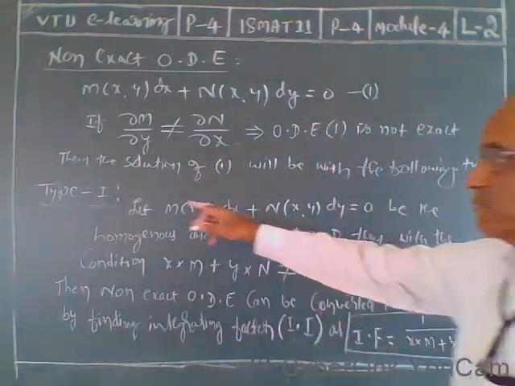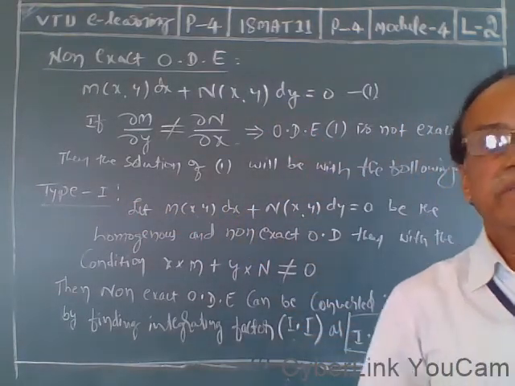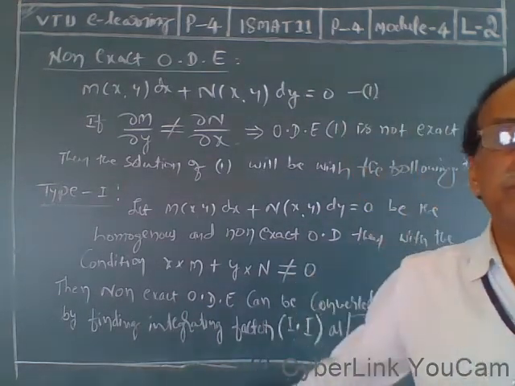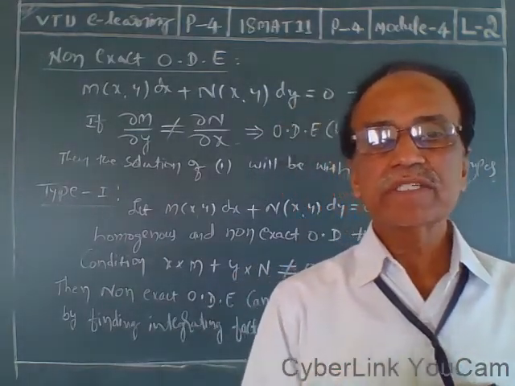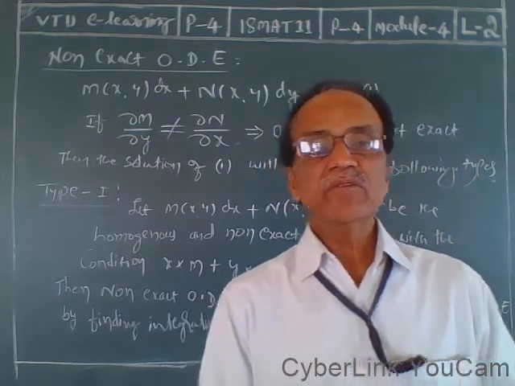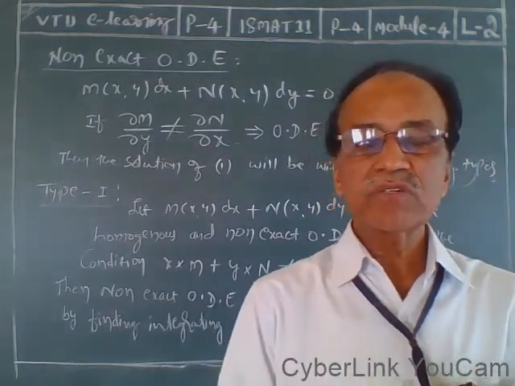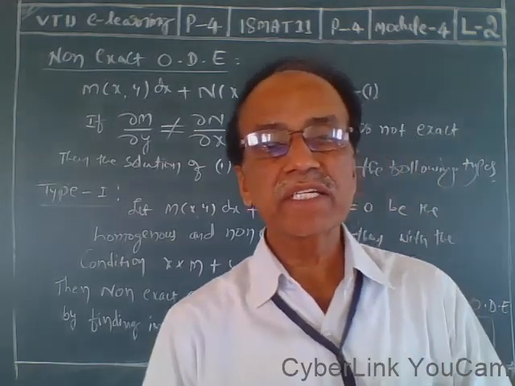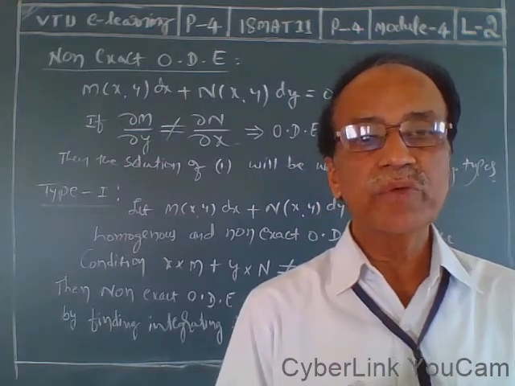That means in type 1 we want to make an analysis with respect to the given differential equation which is said to be non-exact. In type 1, what type of differential equation do we expect? It must be homogeneous and also non-exact. Because immediately your question may be, once it is homogeneous, then why don't we apply the procedure we adopted in the homogeneous differential equation? What is the procedure we had taken in homogeneous? Putting y equal to vx and x equal to vy.